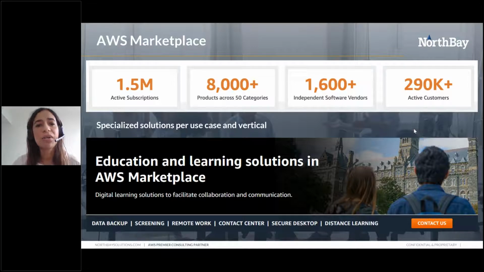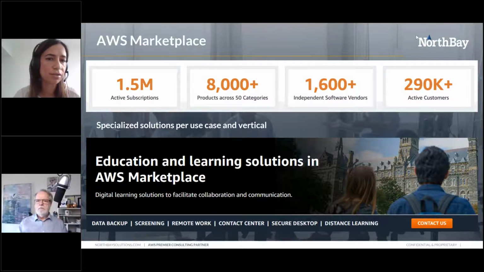As you can see in this slide, we have over 8,000 products across 50 categories and over 1,600 independent software vendors. So before I pass it on to Lakshmi, I think we're gonna actually take another poll with another very interesting question that we wanna hear from you.